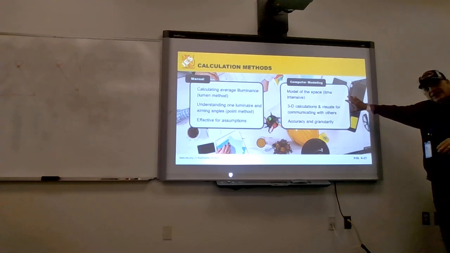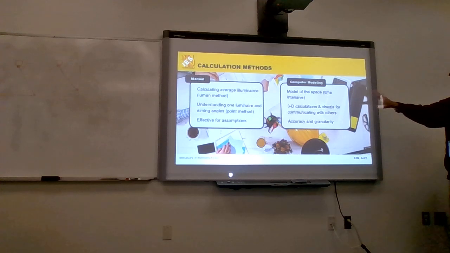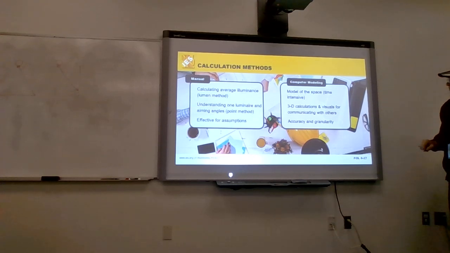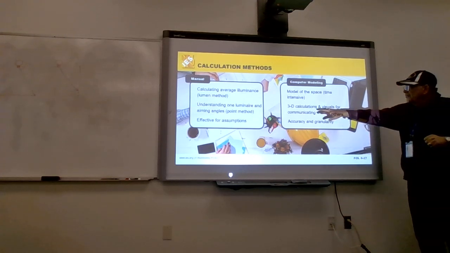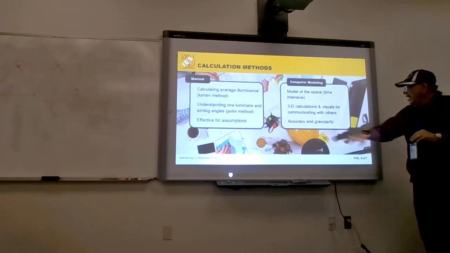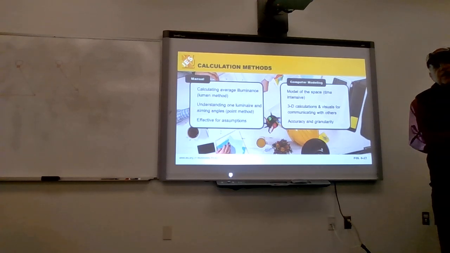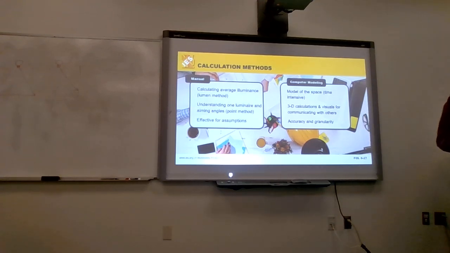Okay, computer modeling is a whole other story. It gives us much more detailed information. It gives us 3D calculations and visuals for communicating with others, and it has accuracy and granularity. And so we're able to do a lot more things with computer modeling than we are with the manual methods that we're going to discuss today. Computer modeling is what we need to understand.